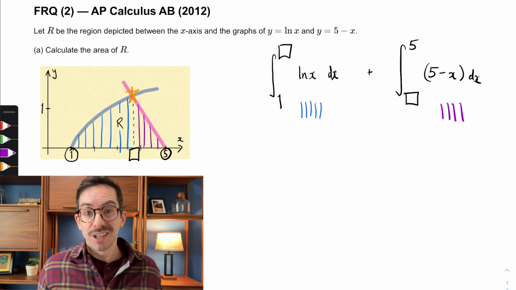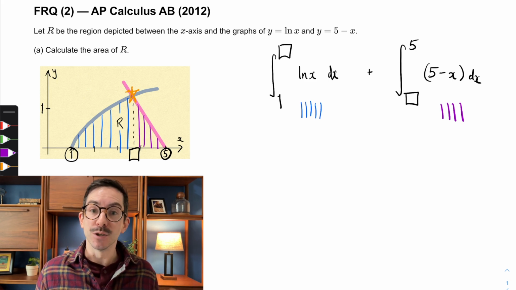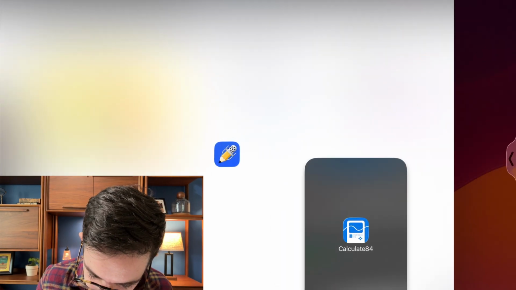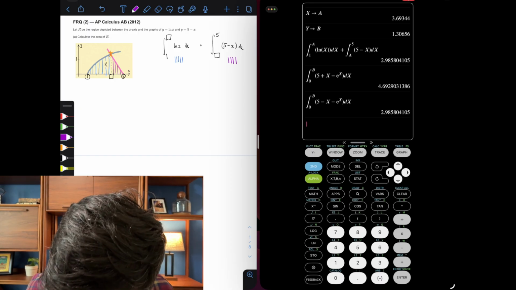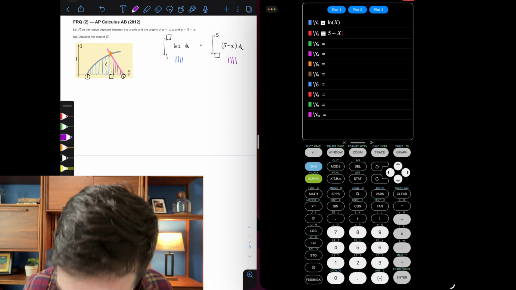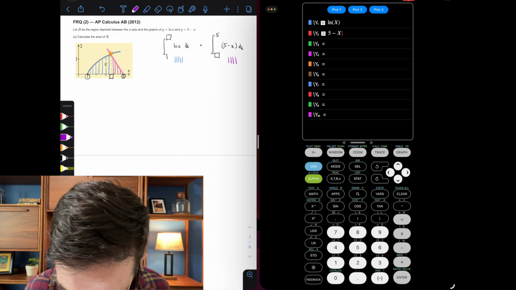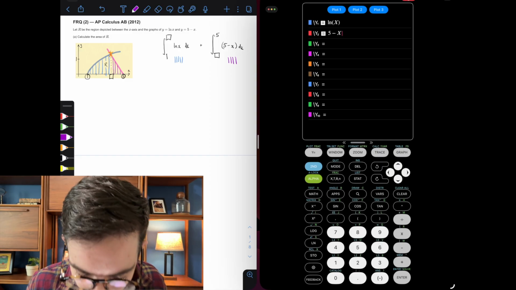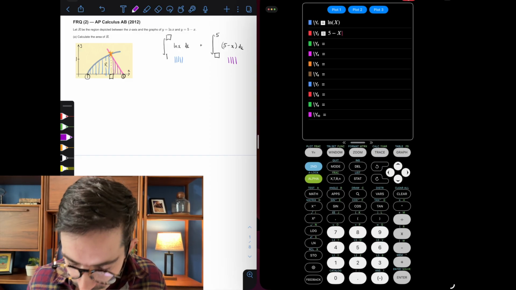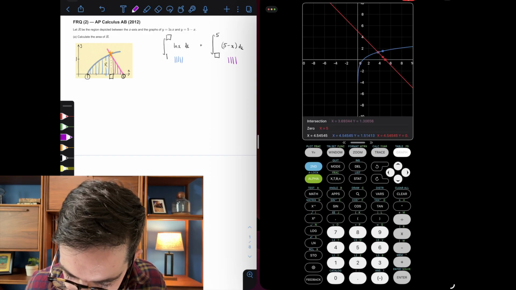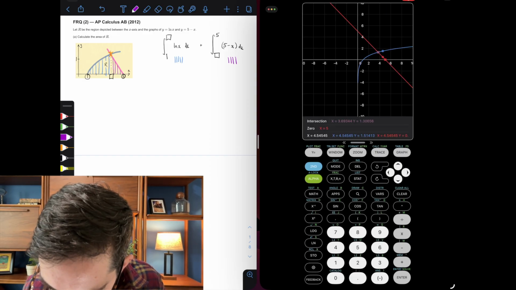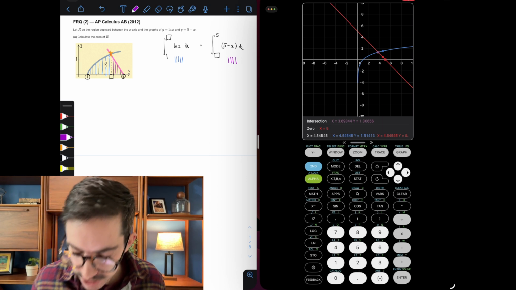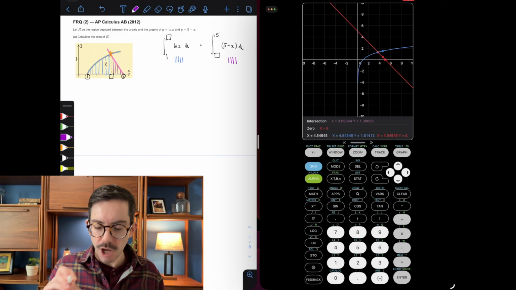So one of the calculator skills that we need to have is finding an intersection point of two curves. So let's pull up our calculator. Okay, I'll clear this out. So I have already typed in here my two functions. I've got y1 equals ln of x and y2 equals 5 minus x. So if I hit graph, I see I have those graphs plotted. And now I want to find that intersection point. You can see I've already got that pulled up, but I want to show you how I did that.